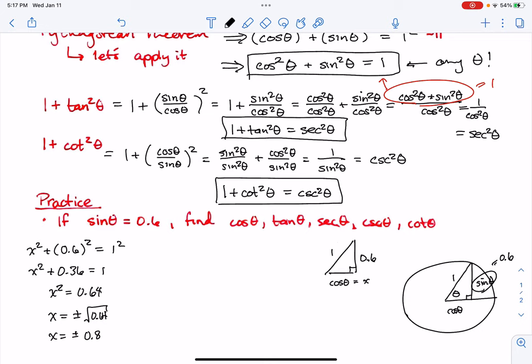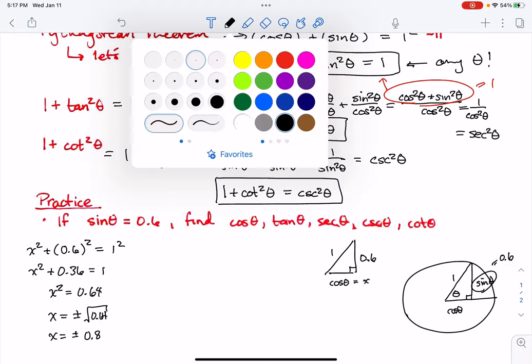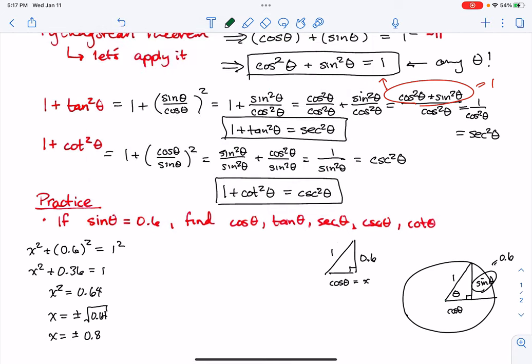Now, it could be negative 0.8. That's actually possible, right? Because if you think about, again, the unit circle, you could have a very similar triangle over here with the same height of 0.6, but that goes 0.8 in the left direction, right? That's that green triangle I'm trying to draw there. For the sake of simplicity, let's just go ahead and assume that the black triangle is correct. Usually they give you a little bit more information so that you can figure out which triangle is correct, but we'll go ahead and say that it is positive 0.8, right?